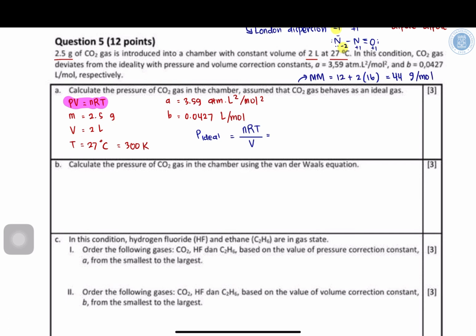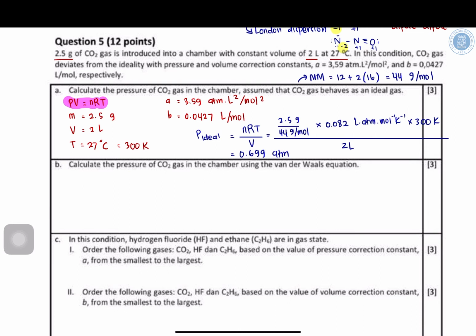Now for the calculation, the mole is 2.5 gram divided by the molar mass, 44 gram per mole, and then the gas constant, which we are going to use, 0.082, and the temperature in Kelvin, 300 Kelvin, divided by the volume in liter, which is 2 liter. The ideal pressure is 0.699 atmosphere.